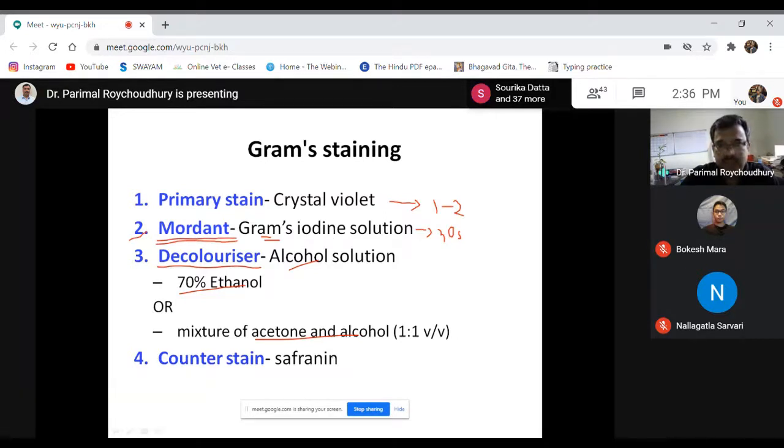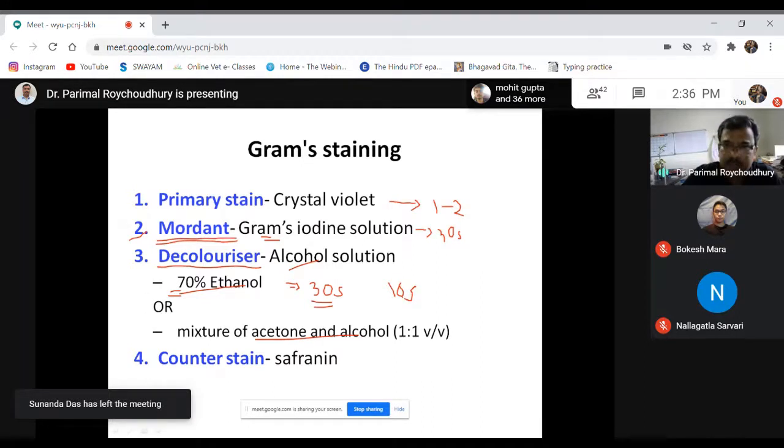It's an alcohol solution. If you use 70% ethanol, maximum we can go up to 30 seconds, not beyond that. In some laboratories, people practice a stronger concentration of alcohol, sometimes even 95% ethanol. If you use 95% ethanol, then the destaining period is only 10 seconds, not more than that.